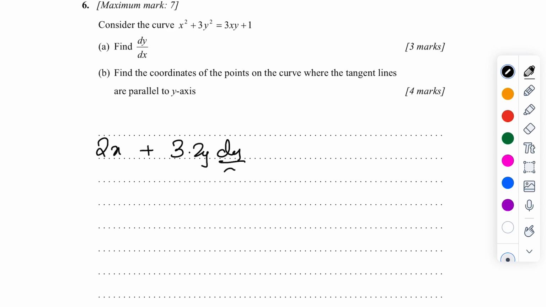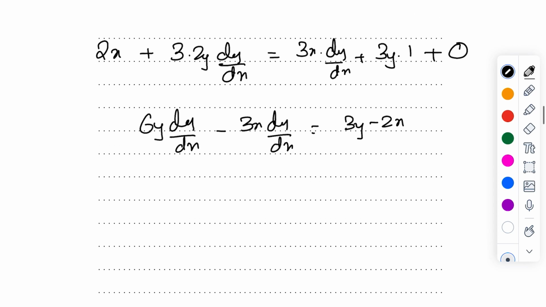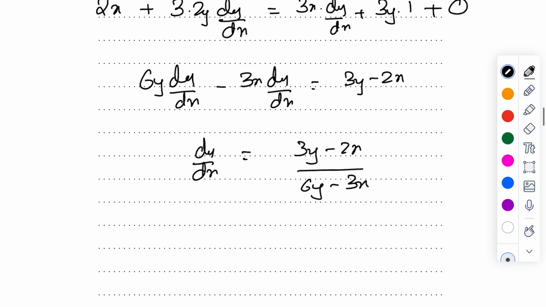Equals 3x times y derivative, which is dy by dx, plus y times 3, x derivative is 1, plus 1 derivative is 0. So now 6y dy by dx minus 3x dy by dx equals 3y minus 2x. So take dy by dx common and bring it to the other side. 3y minus 2x divided by 6y minus 3x, that is dy by dx. Find the coordinates of the points on the curve where the tangent lines are parallel to the x-axis.